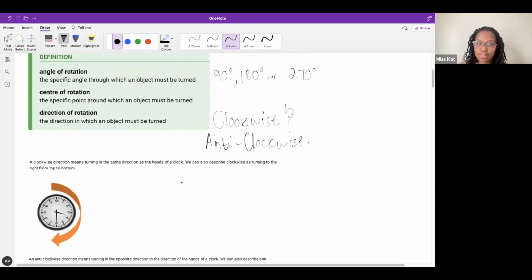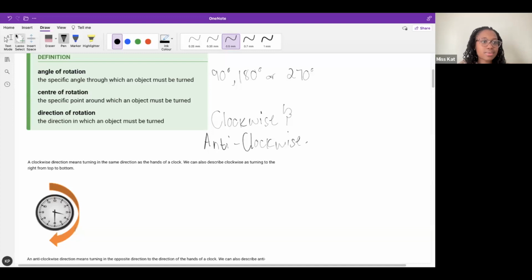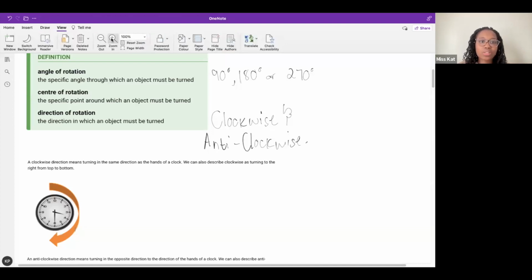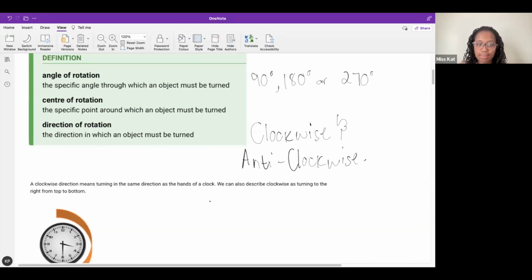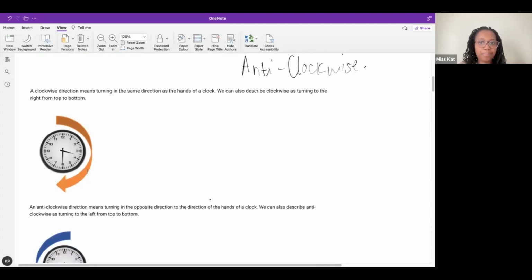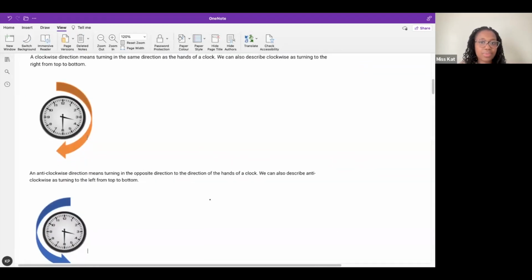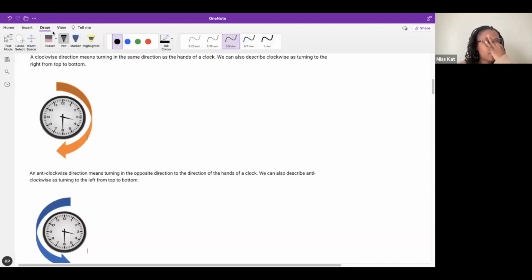Now, let's discuss what clockwise and anti-clockwise mean, because I know there might be someone who's like, wait, which way is clockwise? And which one is the other one? So this is a definition and picture that shows us which direction is clockwise. Clockwise means we are turning in the same direction as the hands of the clock. You can also describe it as turning to the right from the top to bottom.